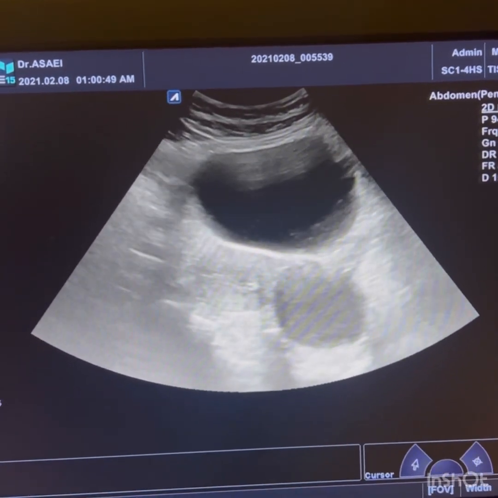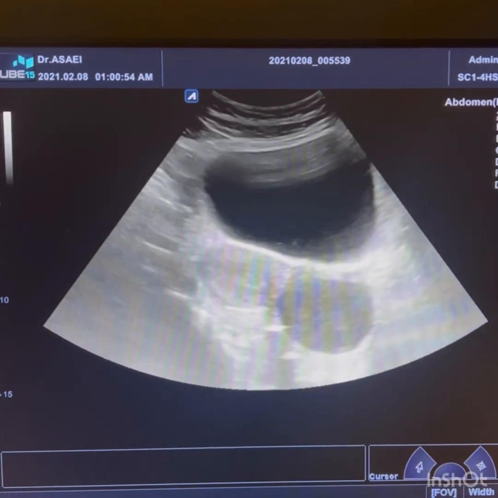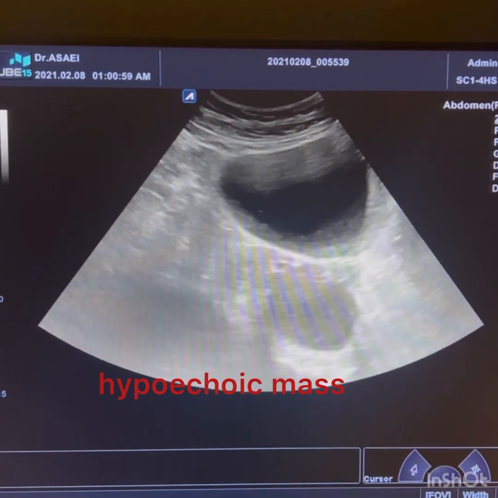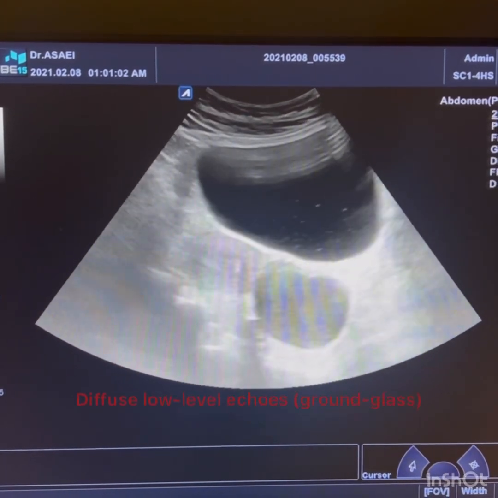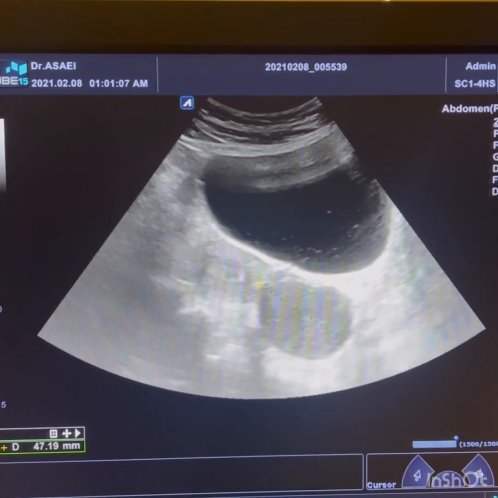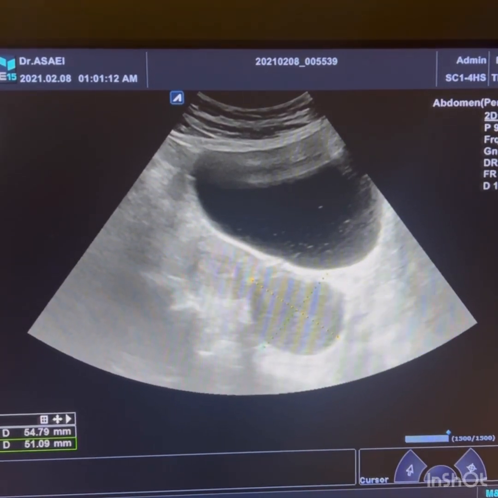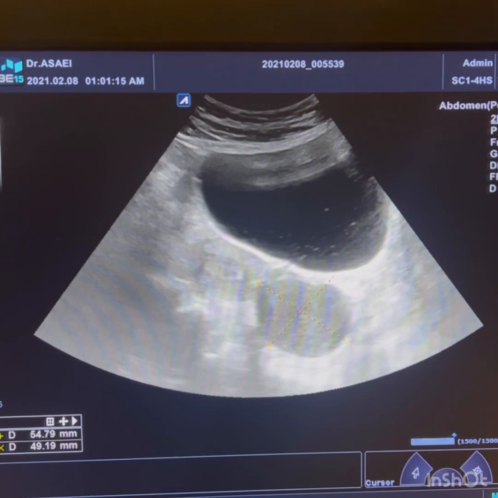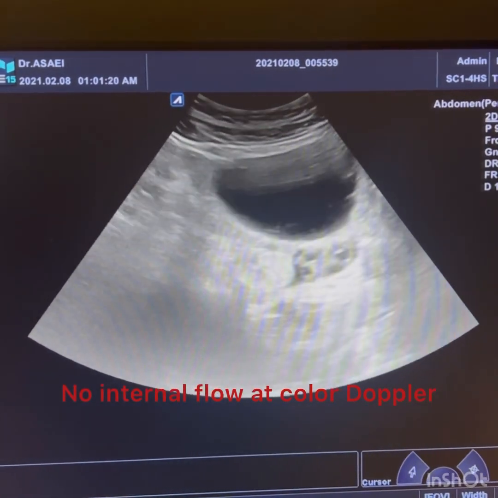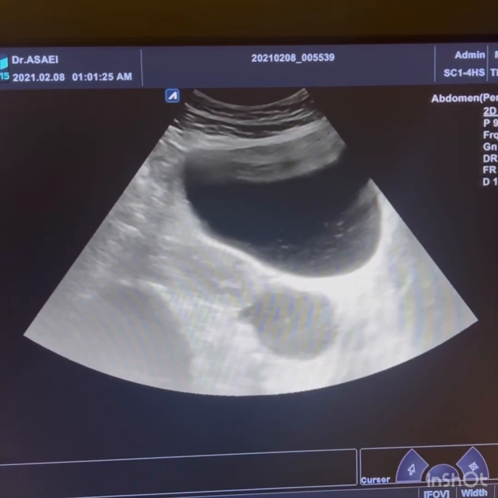Another benign cystic ovarian lesion is endometrioma or chocolate cyst. Endometrioma is a hypoechoic mass with diffuse low-level echoes and no internal vascularity, making a ground glass appearance in sonography. In this patient, we can see a 5 centimeter endometrioma in left ovary.